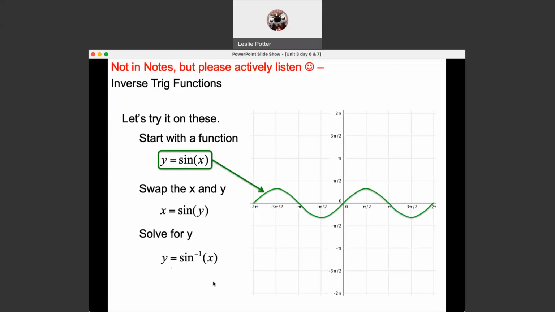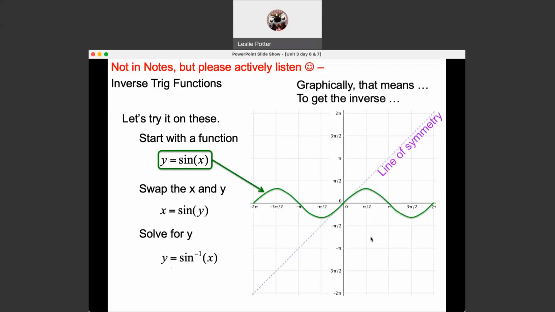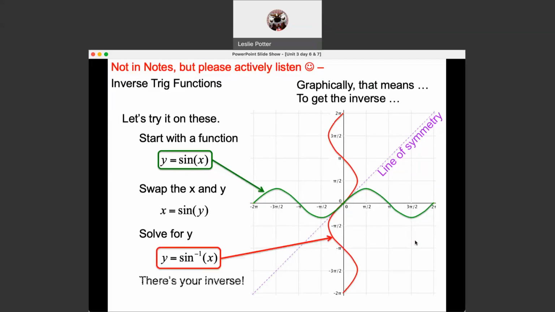But if we draw the inverse sine, that just means we're reflecting this over the line y equals x, which means this. And that's not a function. The vertical line test fails. So we have to restrict the domain so that we have a range that creates a function in order to really talk about it. We can't really talk about this whole green thing. This is why we have domain restrictions.